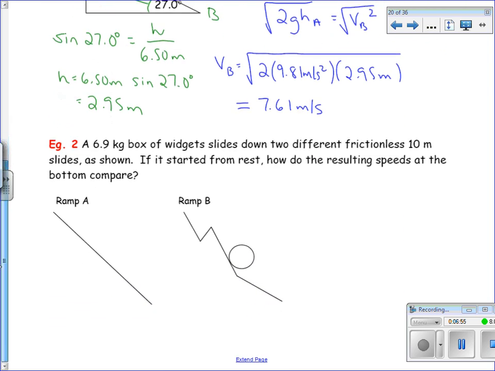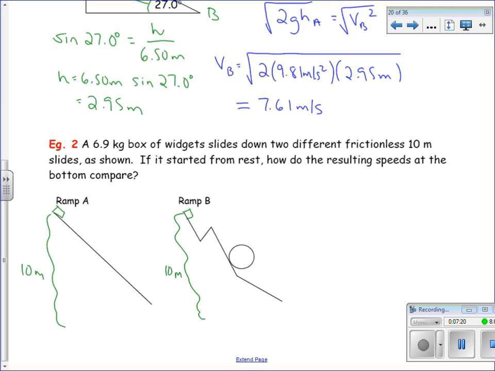Example 2, I just want you to recognize that the path that the object takes to get from point A to point B doesn't matter as long as it's going through the same height. So in this case, we've got a 6.9 kilogram box of widgets that slides down 2 different ramps. Okay, we've got ramp A and ramp B. Both ramps are 10 meters, right? So the change in height is 10 meters.